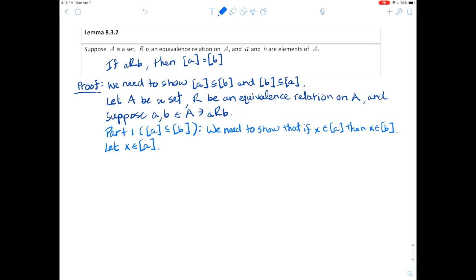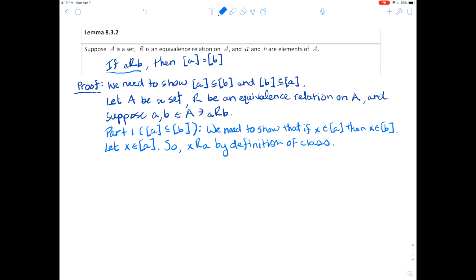So what did class mean? We wrote that like 100 million times. So xRa, and that's by definition of class. Cool so far? Well, we're assuming aRb, right, in our hypothesis. Sorry, I'm really tired. We're assuming aRb, right?